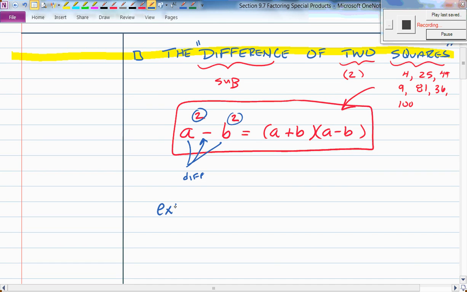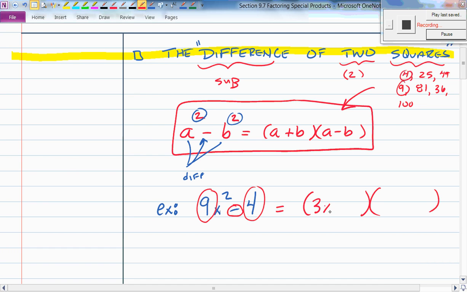As an example, I will show you right now. Let's say I try to factor 9x squared minus 4. First of all, ask yourself: is there a subtraction sign here? That's the difference part. Are there two numbers that are perfect squares? Yes, a 9 and a 4. Well, then I know I'm dealing with the difference of two squares. It will always factor to whatever A is. Now, what number do you have to square to get 9? 3. So that's going to be a 3x and a 3x. That's the A part. And what number do you have to square to get 4? 2. So it's going to be plus 2 and minus 2. And that's the answer.